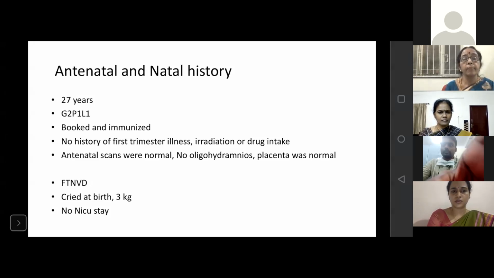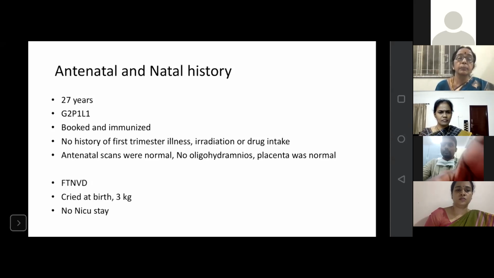Moving on to antenatal history, the age of the mother at the time of conception was 27 years. It was a second gravida, a booked and immunized pregnancy. There was no history of first trimester illnesses like fever with rash. There was no history of irradiation or any other drug intake other than iron, folic acid, and calcium. Four antenatal scans were done. Anomaly scan was also done. It was normal. There was no oligohydramnios or findings suggestive of a large placenta.